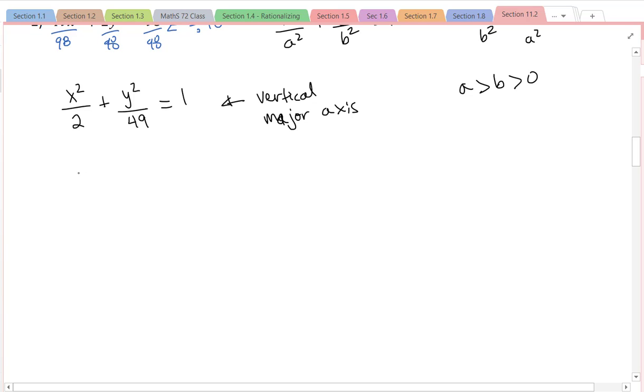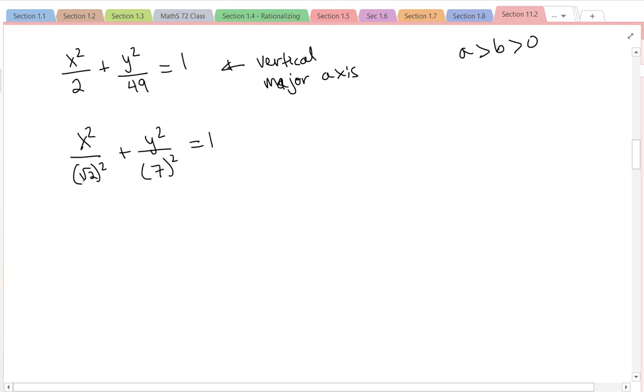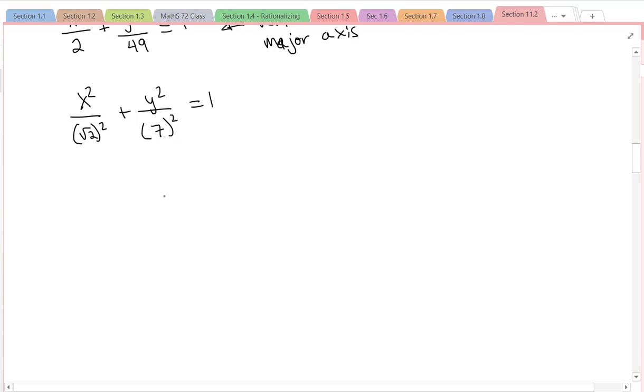And so I'm going to do the same thing that we did in the other one. What am I squaring to get 2? And what am I squaring to get 49? This one may be easier. 7 squared is 49. What am I squaring to get 2 here? 2 is not a perfect square, but I can say it is the square root of 2. So it's just not a pretty number, but that is my minor axis.